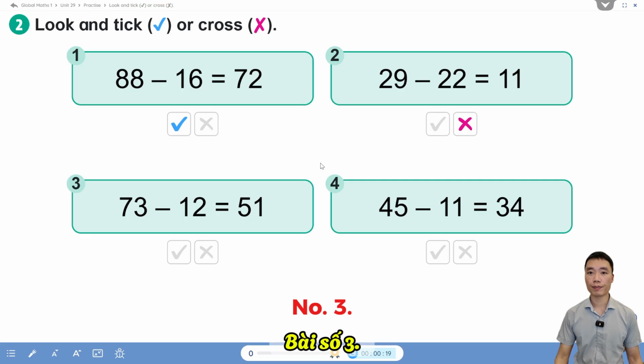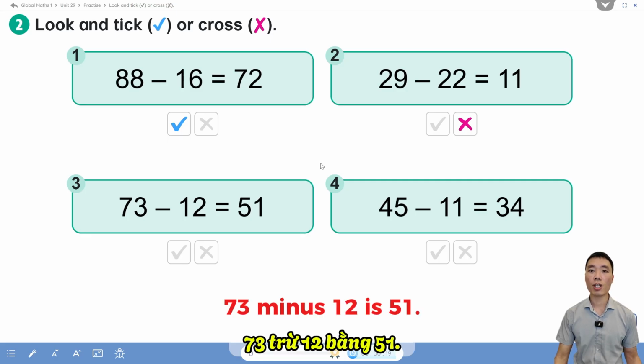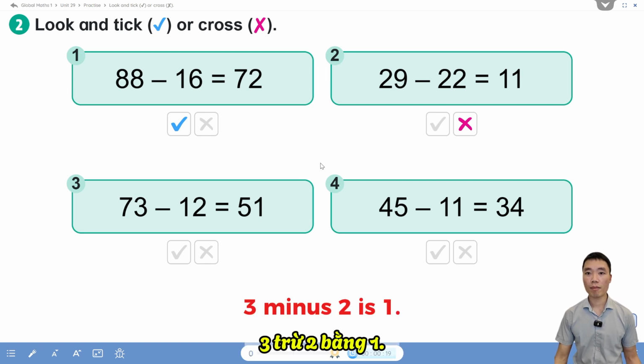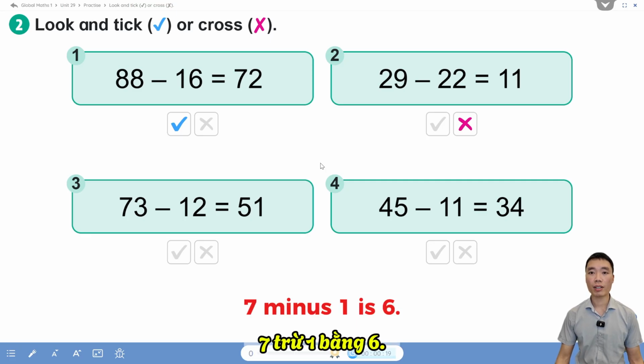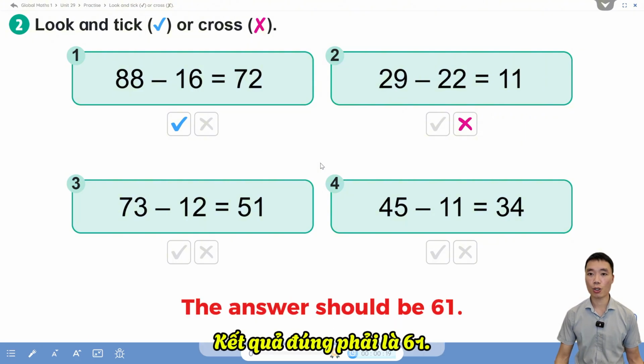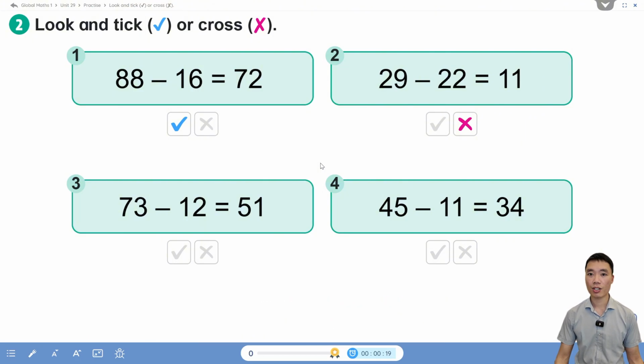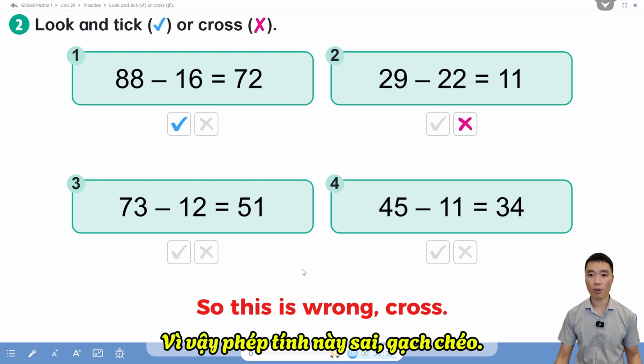Number 3. 73 minus 12 is 51. 3 minus 2 is 1. 7 minus 1 is 6. The answer should be 61. So this is wrong. Cross.